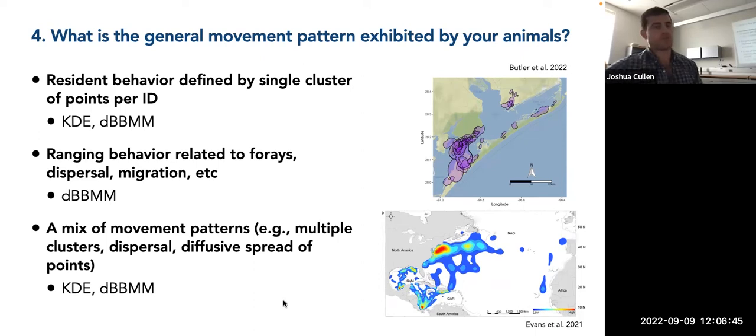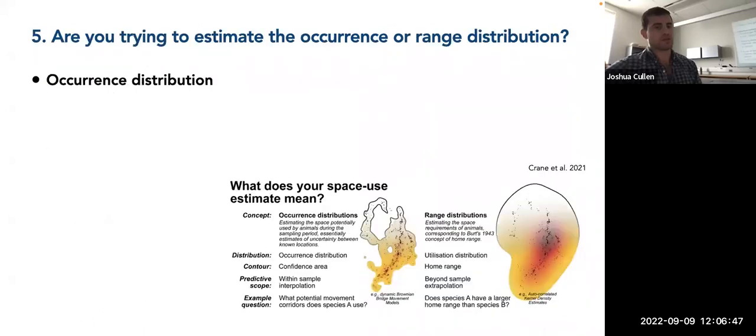Those should both work in these instances. Additionally, are you trying to estimate the occurrence or range distribution? So it appears to me, based on looking through many studies, that most people are interested in the occurrence distribution. So what space did the animal use during this tracking period?